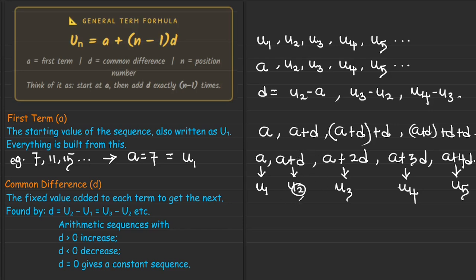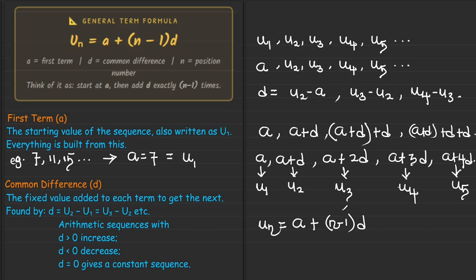You realize that if it is the second term we want, then the coefficient to the D is what? 1. If it is the third term we want, the coefficient to the D is what? 2. If it is the fourth term we want, the coefficient to the D is what? 3. That is why generally we say that for every term Un, we first need our first term, that is A, then plus for the term we seek, let's subtract 1 from it, then multiply it by D, as you see demonstrated over here. So this is an explanation to the general term formula.